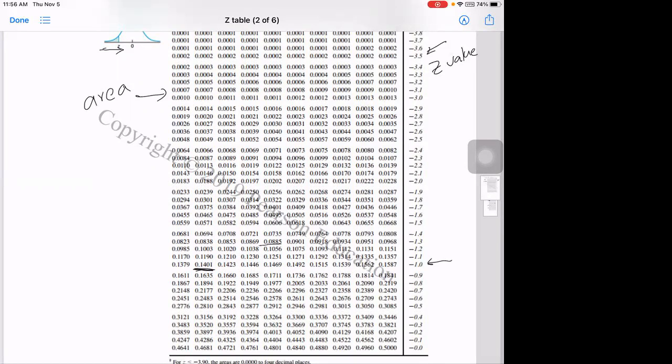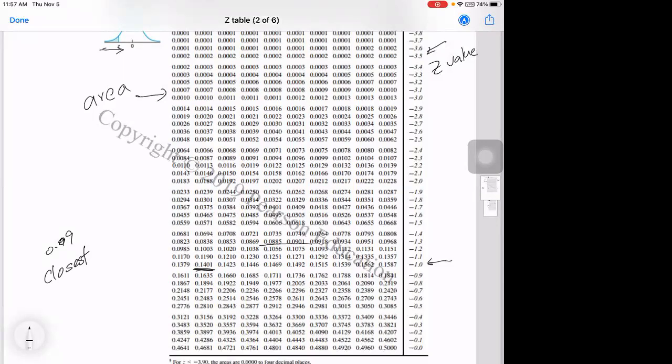Okay, I can find two values, 0.0885 and 0.0901. Okay, so there's a problem. I cannot find the exact value 0.09, but I can find very close values, 0.0885 and 0.0901. So in this case, you have to decide which value you should use. Always use the closest value.